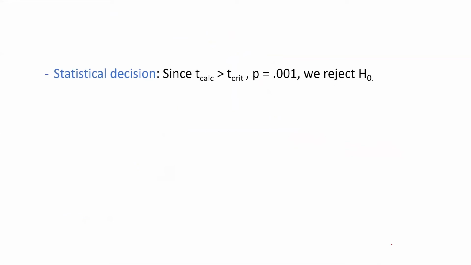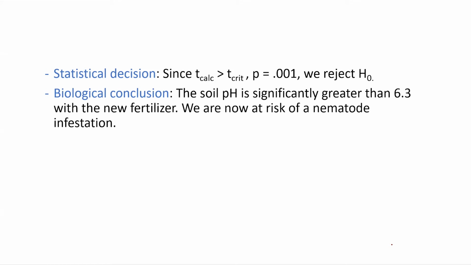So we come to a statistical decision. Since our t-calc is greater than our t-crit, our p-value is less than 0.05, we reject the null hypothesis and accept the alternative. Biologically, that means that the soil pH is significantly different from 6.3. In this case, it is greater than 6.3 with the addition of the new fertilizer. We are now at risk of a nematode infestation.